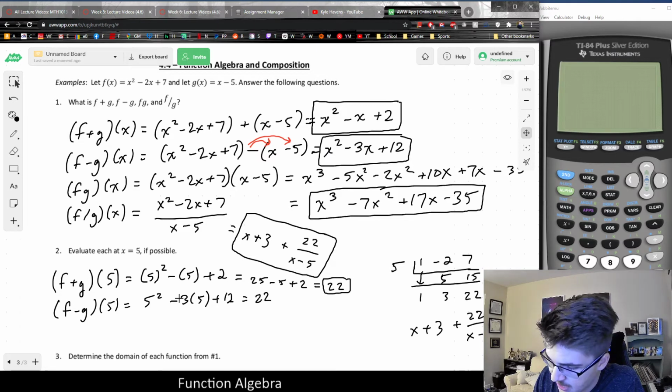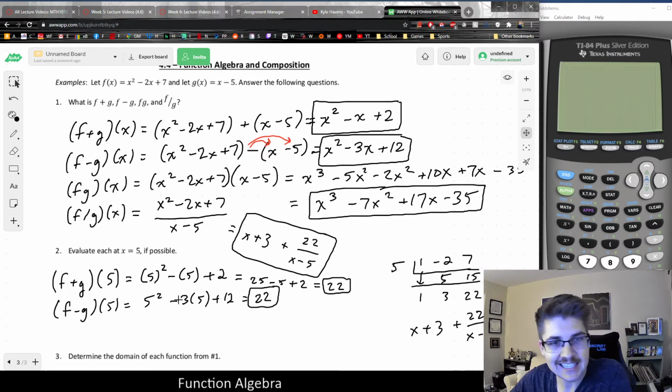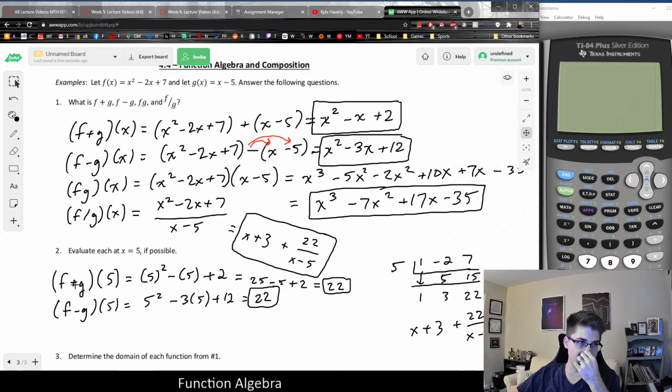Now that is actually a heck of a coincidence, because usually you would not get the same result when you add and subtract at a different value. But in this case, notice that if I plug in 5 into g, it's actually 0. So g of 5 was actually 0. So f plus g and f minus g didn't actually make anything different in this specific case. But in general, these would be different answers.